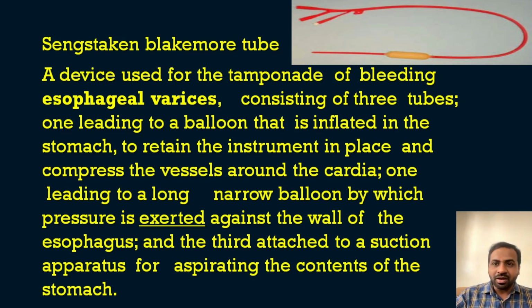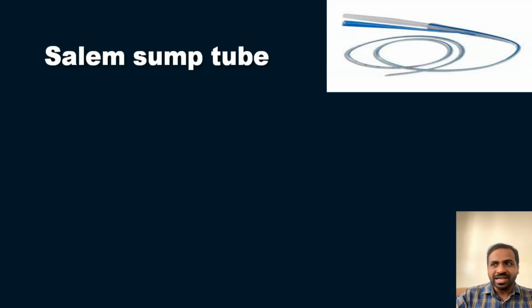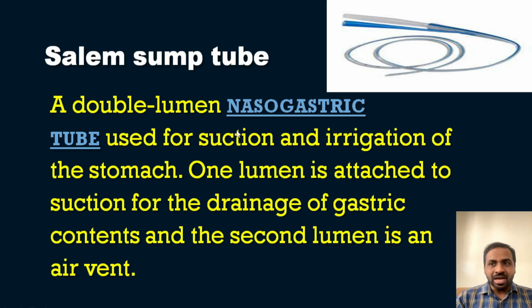One more option I gave you was the Salem sump tube. So let us see what a Salem sump tube is. This is a picture of the Salem sump tube, and you can see that it is a double lumen tube, whereas the Sengstaken-Blakemore tube is a triple lumen tube. It is a nasogastric tube used for suction and irrigation of the stomach. One lumen is attached to suction for the drainage of gastric contents, and the second lumen is an air vent. So don't be confused between the Sengstaken-Blakemore tube and the Salem sump tube.